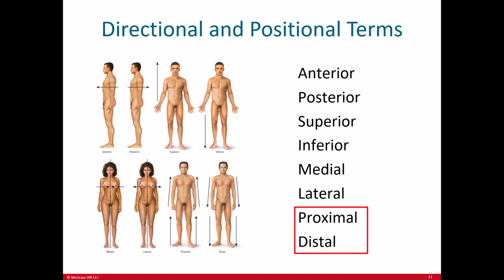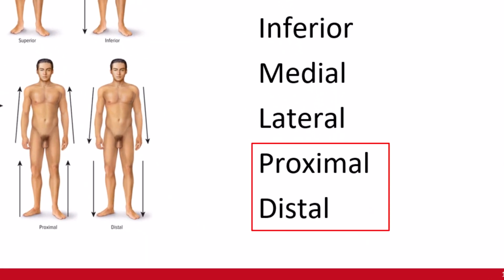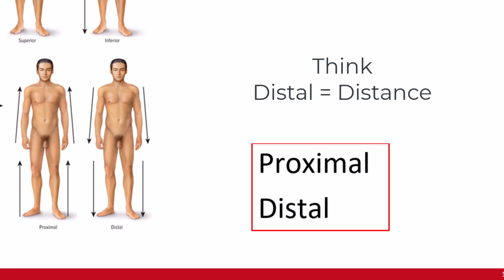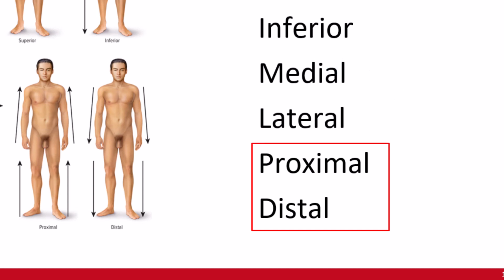Then we have proximal and distal. This one can get a little confusing, but bear with me. So proximal is talking about the closest point of attachment to the trunk of the body. Distal is the farthest point of attachment from the trunk of the body. So as you can see, our gentleman here, we have arrows at the shoulder really, and going up towards the thigh, because that's where it connects.